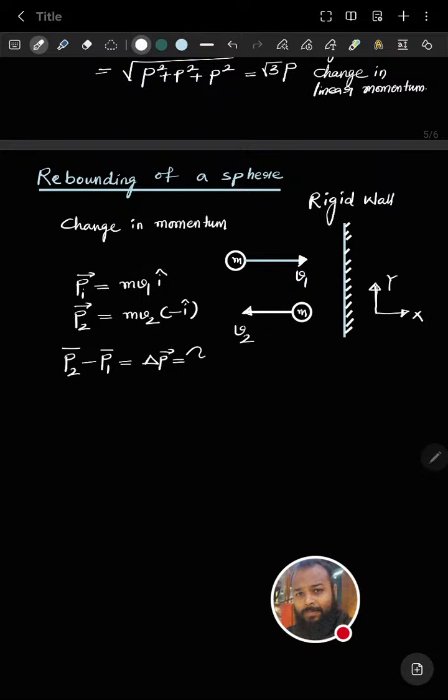So how do you write that? P2 is again minus mv2 i cap. Then minus of the initial momentum, which is mv1 i cap. You followed this one? So the change in momentum is, I think I can take minus m common here. Then you have v2 plus v1 into i cap.